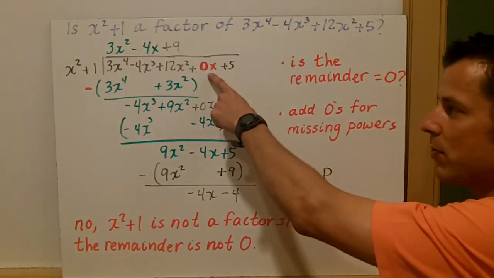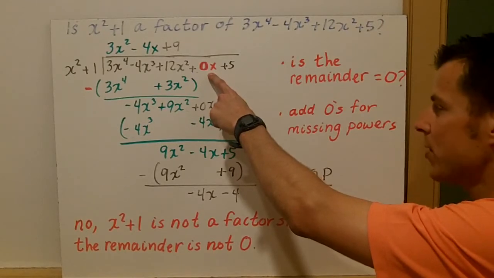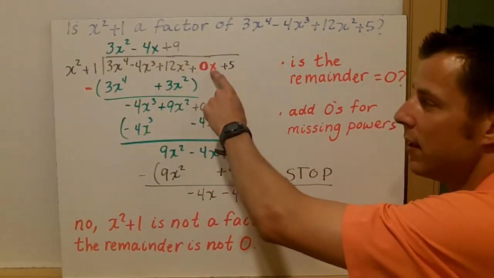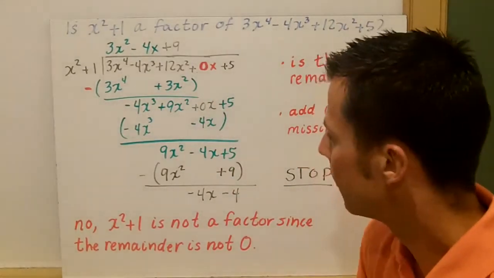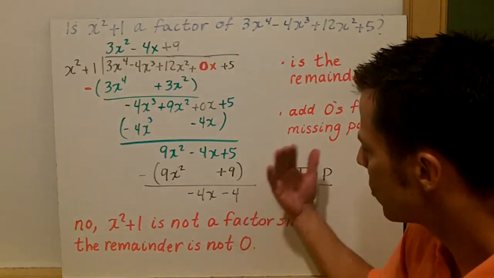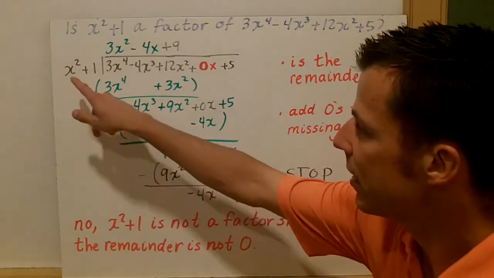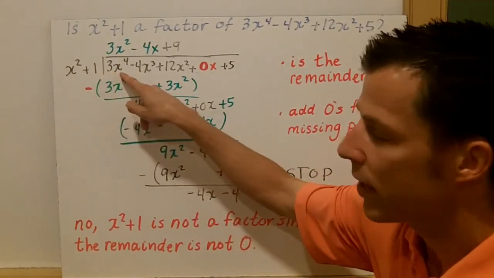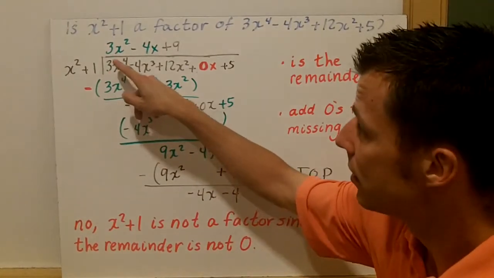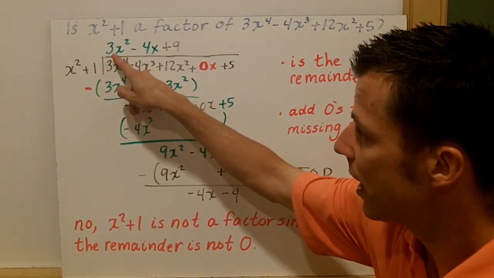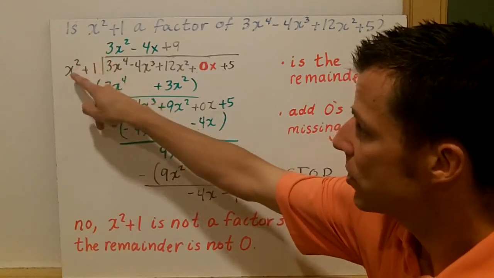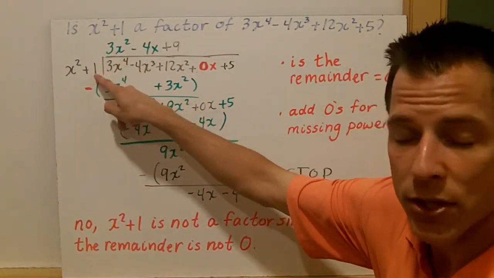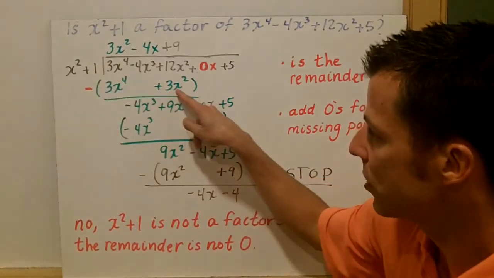And notice how in one spot I've added the 0x because I was missing a term. Look, 4, 3, 2, and then it goes to the constant. I'm missing the 1 power. Okay? So now I'm going to divide this out. So I look at x squared and I ask myself, does x squared go into 3x to the fourth? It does. 3x squared times. So I have 3x squared times x squared, which is 3x to the fourth. 3x squared times 1 is 3x squared.